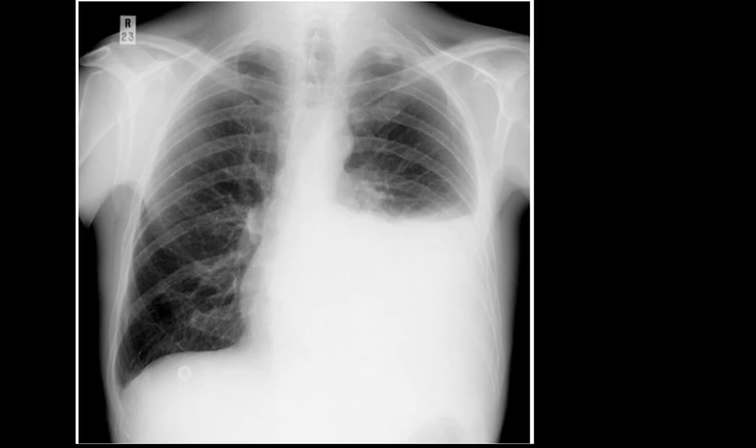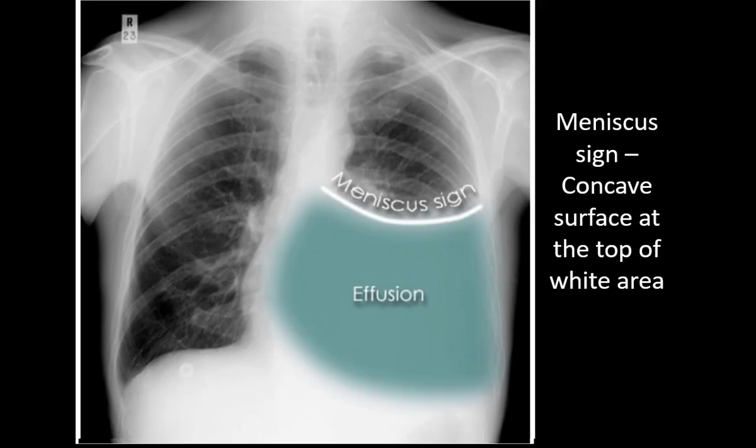What is this? This is a large pleural effusion leading to the meniscus sign. You can see this meniscus sign here, which is a concave surface at the top of the white area. This is because of accumulation of a large amount of pleural effusion, which needs to be drained.